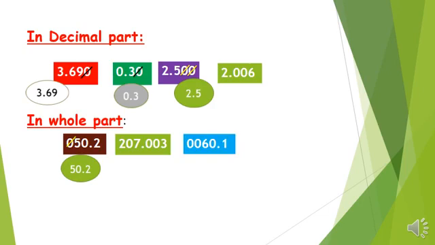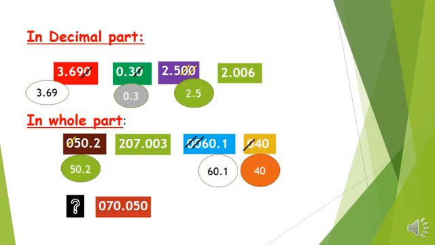In the number 0060.1, in the whole part we have two zeros at the beginning, so we can cross out these two zeros since the number starts with zeros, and 0060.1 is equal to 60.1. Now 040. It starts with a 0 from the left, so this 0 is useless and the number is equal to 40.